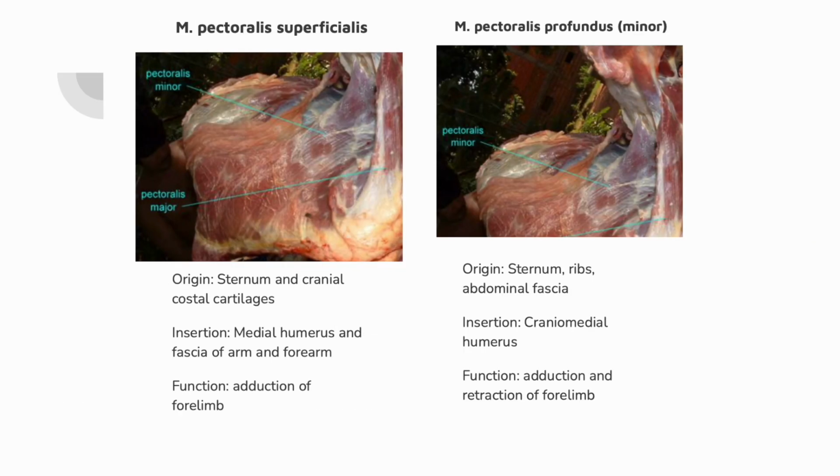So the last two muscles of the thoracic muscles are the pectoralis superficialis and the pectoralis profundus. These muscles are the division of the pectoral muscle, and the pectoralis superficialis originates in the sternum and cranial costal cartilages. It's inserted in the medial humerus and the fascia of the arm and the forearm, and its function is adduction of the forelimb. And so the pectoralis profundus muscle originates in the sternum, the ribs, and abdominal fascia, and it's inserted in the craniomedial humerus, and its function is the adduction and retraction of the forelimb.